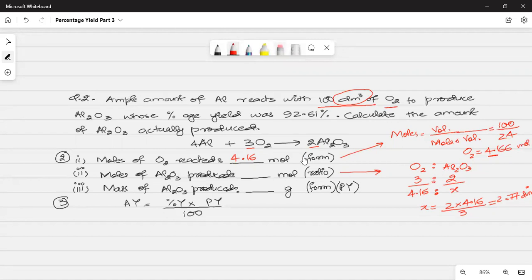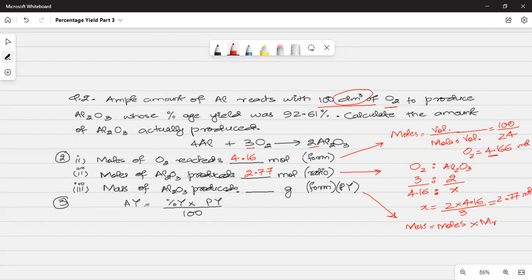This one's mole, and really this one is also mole. So 2.77 mole. And I'm going to put the same value over here, 2.77. That's my answer. So the mass of Al2O3 produced in grams, that's my third step, and I'm going to do it over here. And again, the formula says mass is equal to moles into MR.